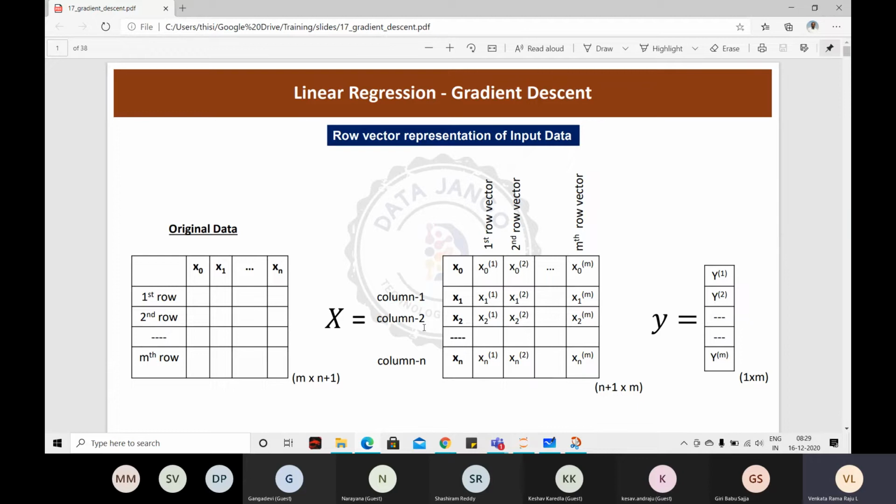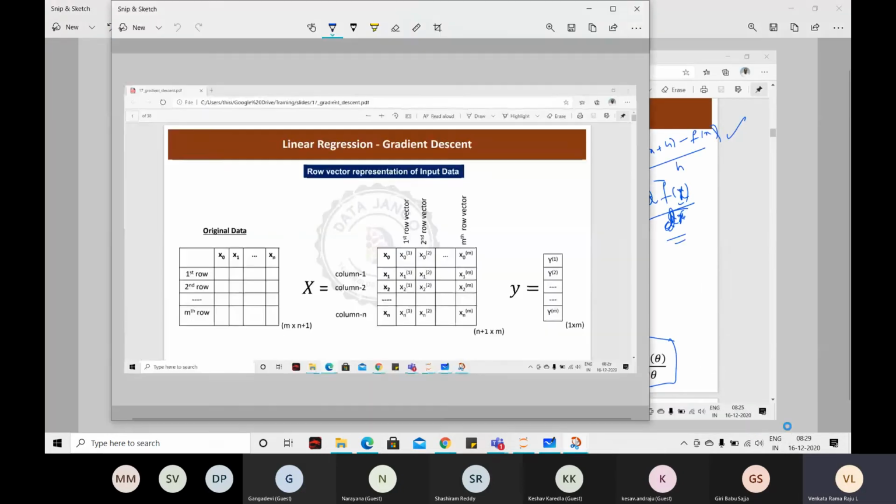In some cases, we represent a row as a vector. When I say vector, let me try to draw something and explain. One second. If you know vector algebra, there is an x and there is y, and you have a data point. There is some value, maybe 2, 3. This is a data point, we say.